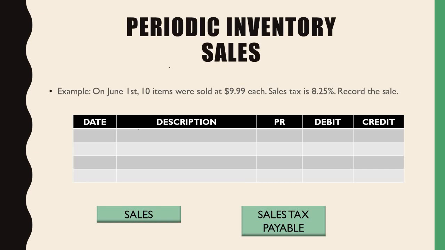Sales, selling of the product, the service, the merchandise, whatever. Okay. Revenue. Account type, it belongs as a revenue. Yes, it's the income. It's where we earned our own money.